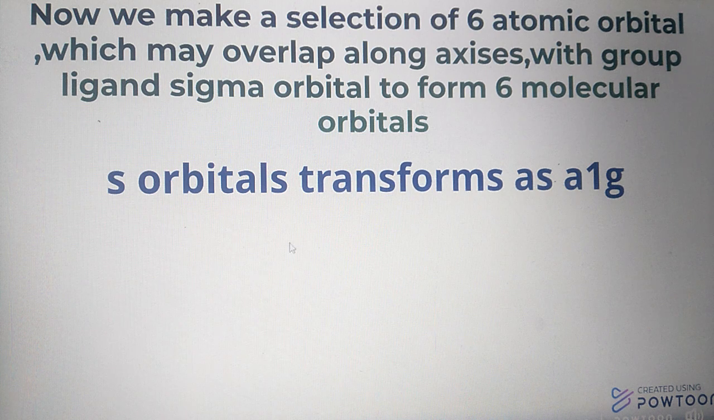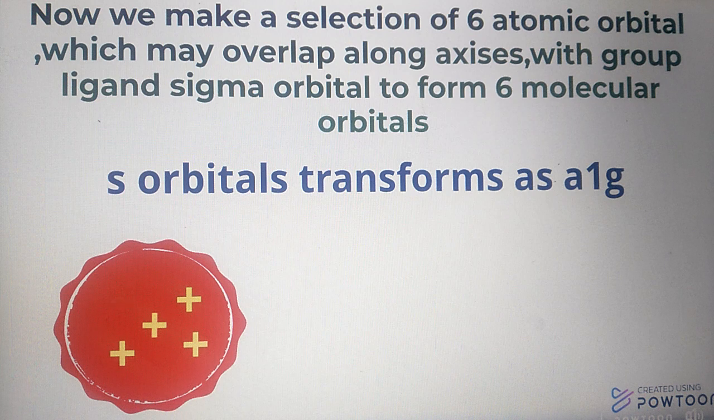In ligand field theory, the s orbital transforms as A1g. What do you mean by A1g? g stands for gerade. This is the s subshell, and the s subshell consists of a positive sign which is distributed equally throughout this sphere. Consider this is like a ball.